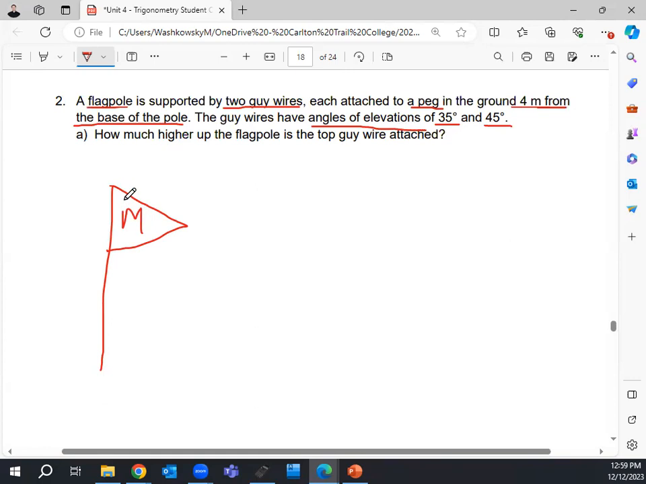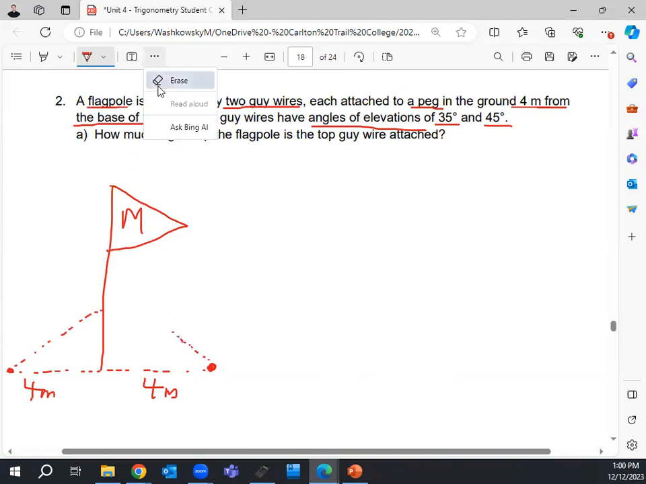So I have a flagpole and it's supported by two wires. And those are each attached to a peg 4 meters from the base. So what I have is a peg in the ground on both sides. So here's my ground. They're both 4 meters away from the base of the pole, right? The bottom of the pole. And those wires, like you've probably seen stuff like this, are wires to keep it steady in the wind.